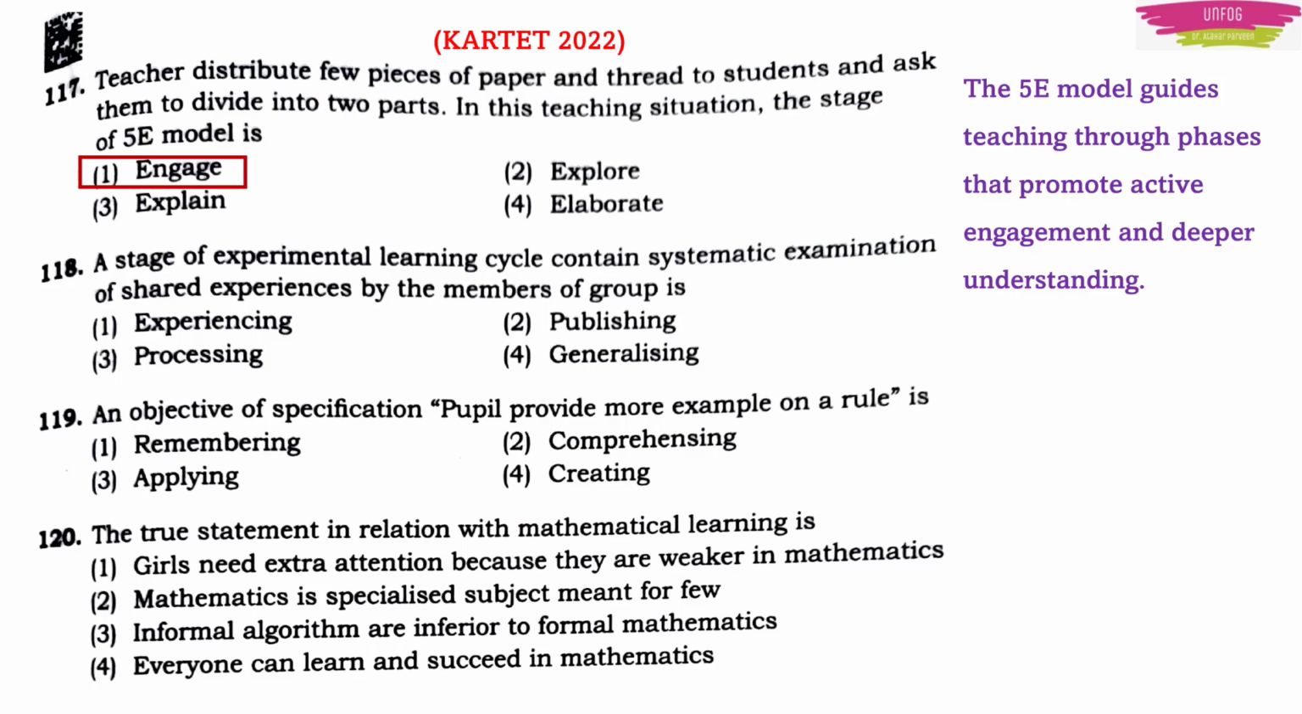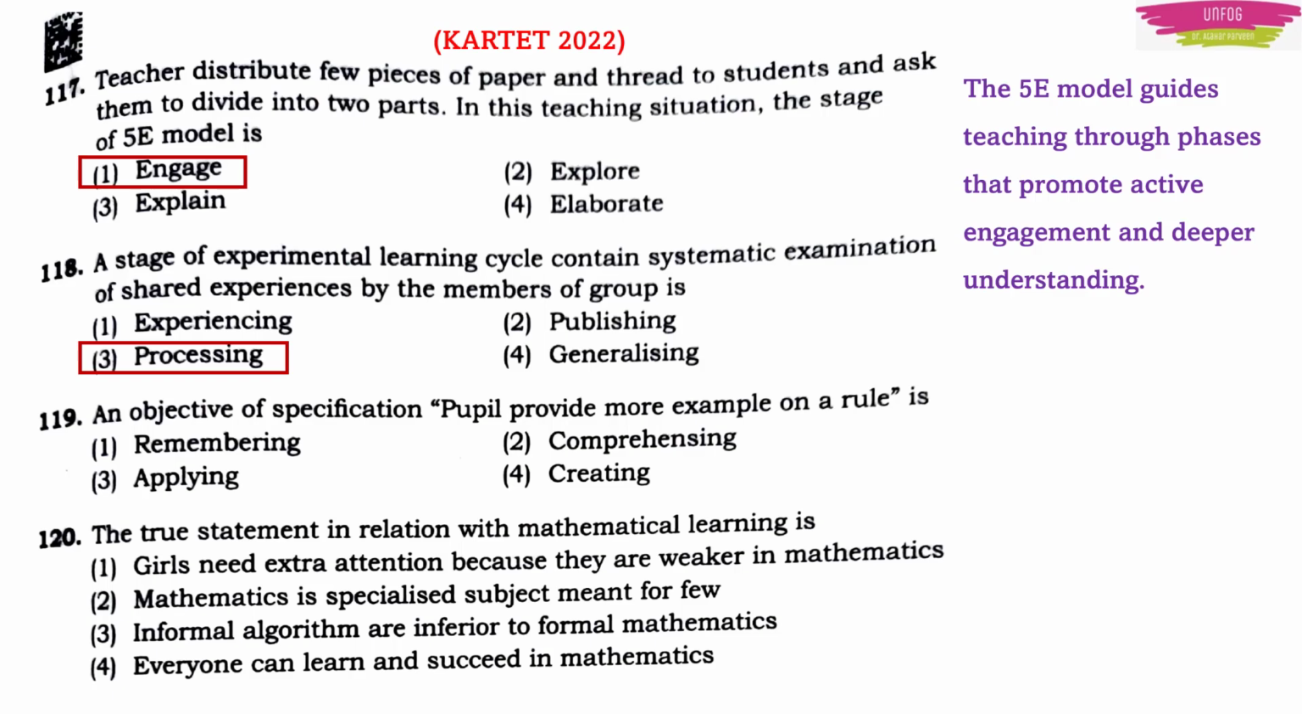Next question. The stage of the experiential learning cycle which contains systematic examination of shared experiences by the members of a group is: experiencing, publishing, processing or generalizing? It is actually processing, because processing is the stage of the experiential learning cycle which contains the systematic examination of different types of experiences by all the different members of the group.